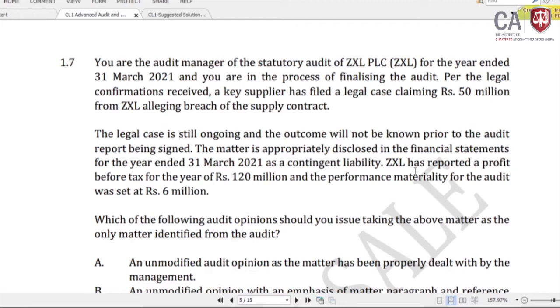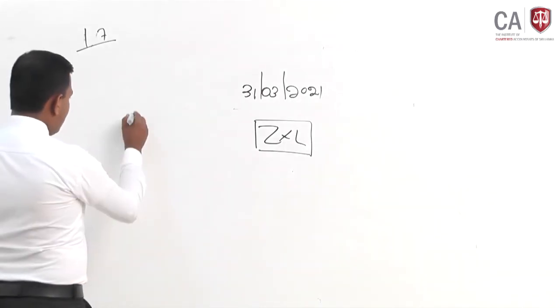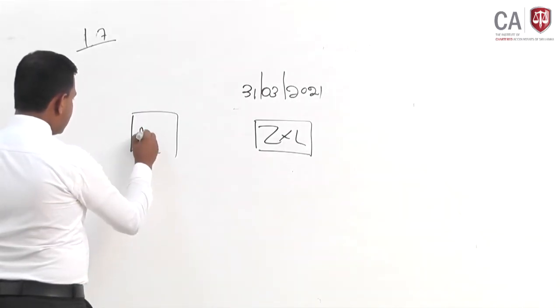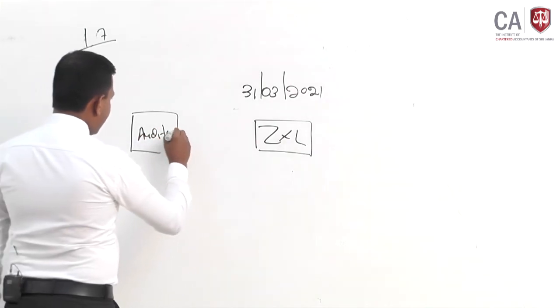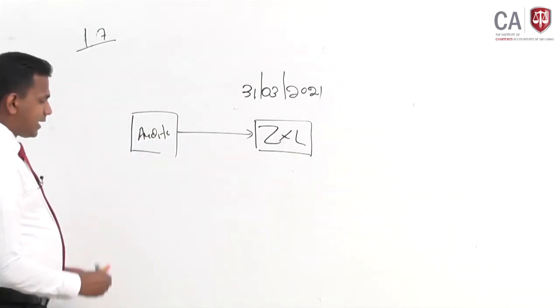But the legal confirmation received: a key supplier has filed a legal case claiming rupees 50 million from EZXL, alleging breach of the supply contract. So now you are auditing this one. Let's say you are the auditor, and the auditor carries out the audit of EZXL company.